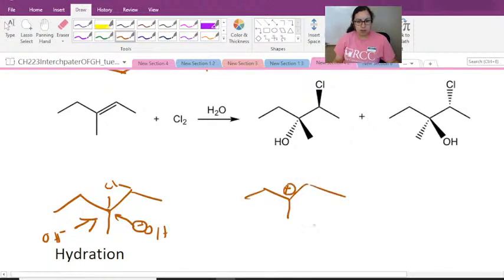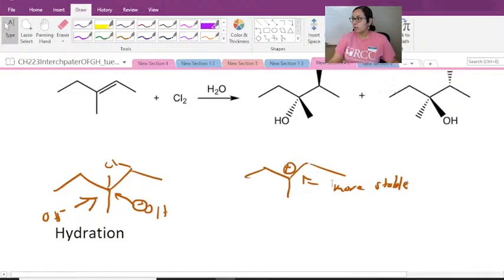Questions? And this is just the explanation for why it attacks that one, since that stabilizes our intermediate plus charge better. Okay.